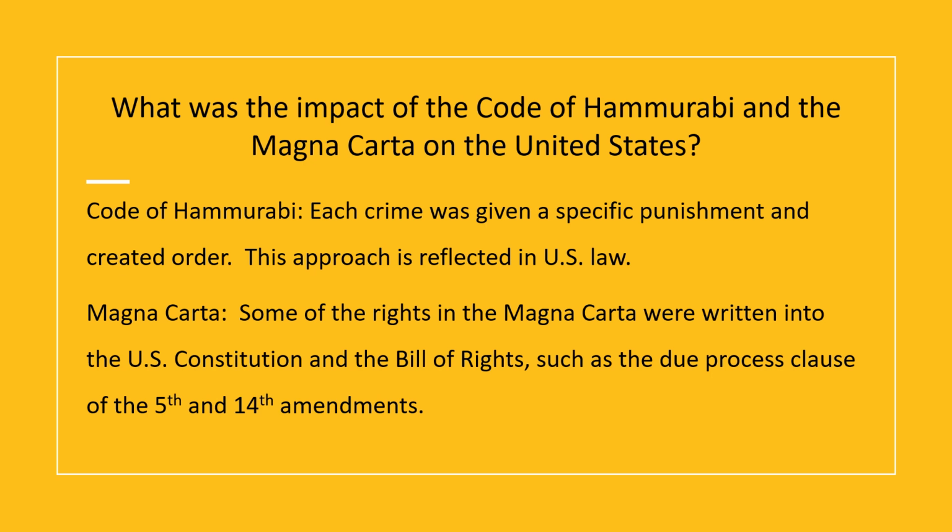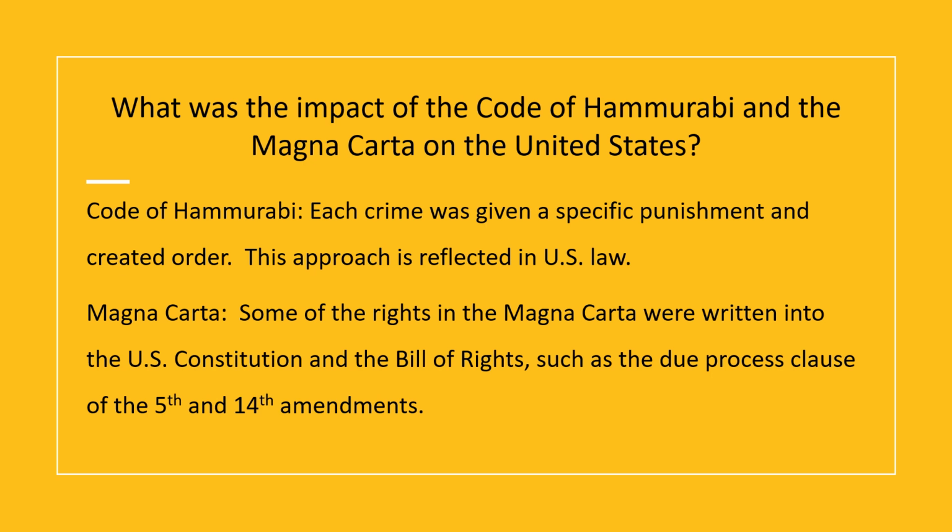So let's first look at the Code of Hammurabi. Each crime was given a specific punishment, which created order. Certainly this approach is reflected in U.S. law, that people are well aware of what the penalties are for violating U.S. law based on the fact that these laws are in place, that the punishments are written down, so people can have a reasonable expectation as to what might happen to them if they break a law.